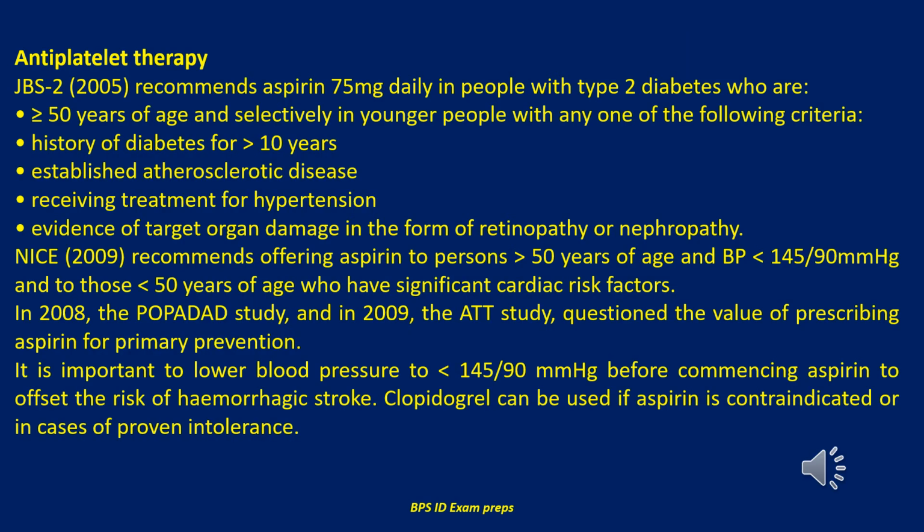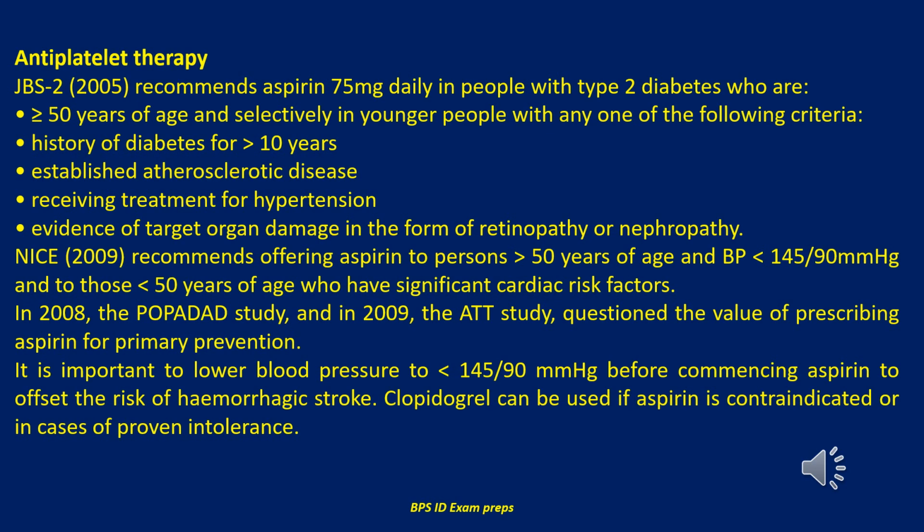Next we will discuss antiplatelet therapy. JBS 2005 recommends aspirin 75 mg daily in people with type 2 diabetes who are: 1. Equal to or above 50 years of age and selectively in younger people with any one of the following criteria. 2. Have a history of diabetes for above 10 years.